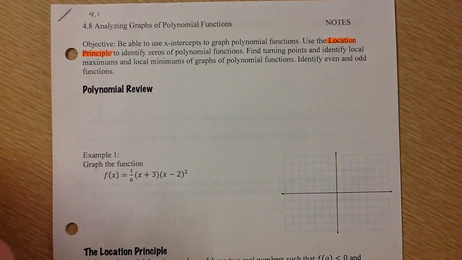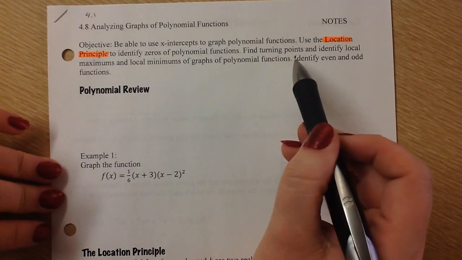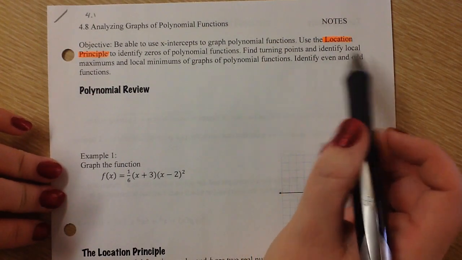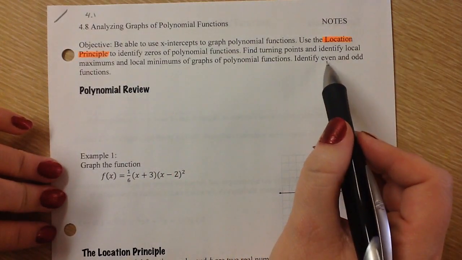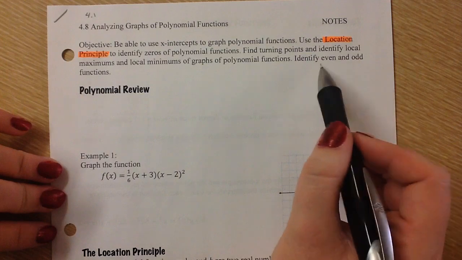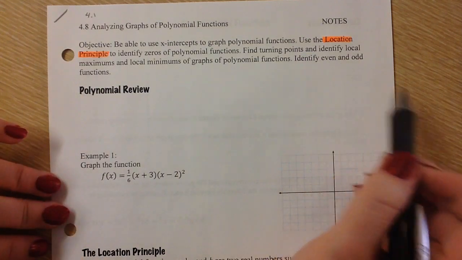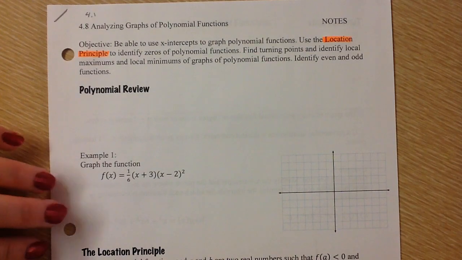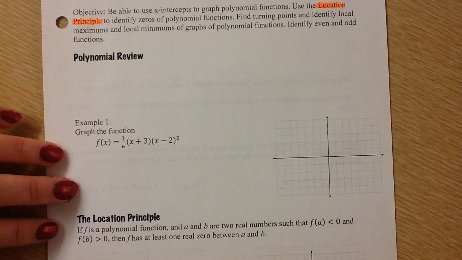Okay, find turning points. We haven't really called them turning points before, but we'll talk about these turning points, and identify local maximums and local minimums of graphs, and identify even and odd functions. That's a new idea as well. We're going to talk about, just like a number can be even or odd, a function can be even or odd. Okay, all right. So first, let's review some things we know about polynomial functions.